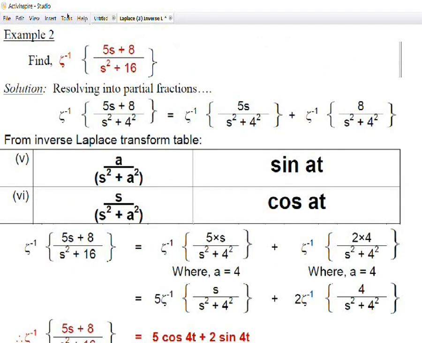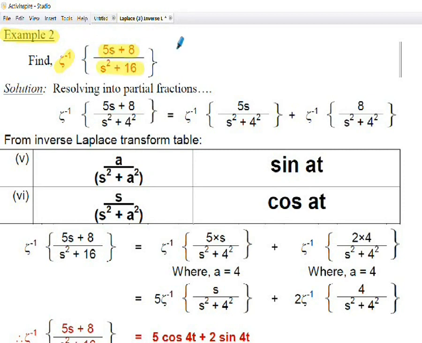Okay, moving on to example 2 here. Just to show you a variation. We're still using standard Laplace transforms here, but a slight variation in the approach here. We're asked to find the inverse Laplace transform of 5s plus 8 over s squared plus 16.